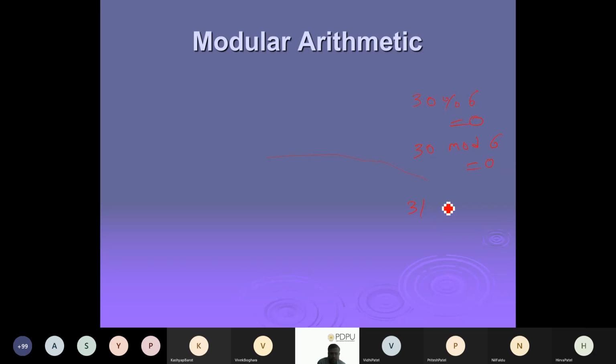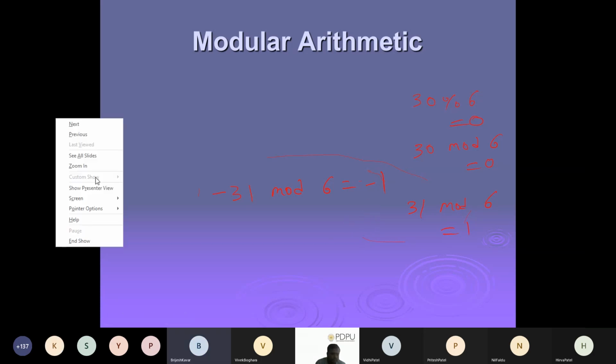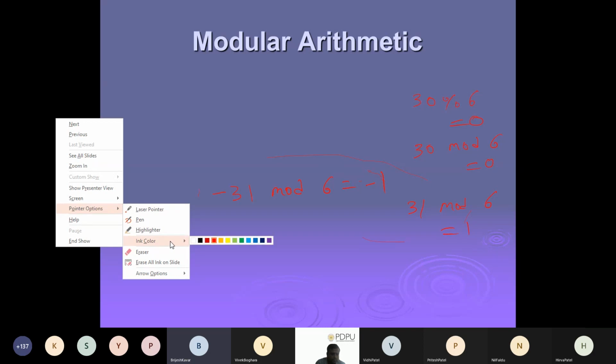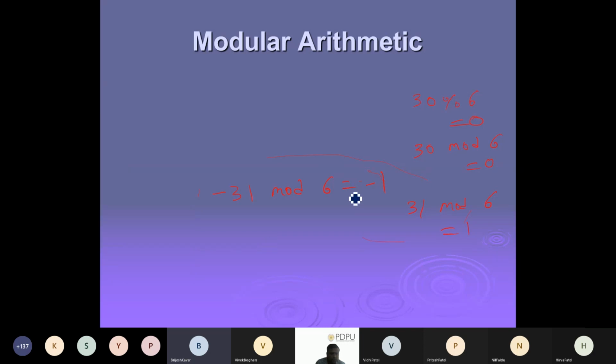Similarly, if I write 31 mod 6, that is actually 1. Okay, so that is the way it will be. Just one random question: if I write minus 31 mod 6, what is that? Is that 1 or minus 1? Will it be minus 1?